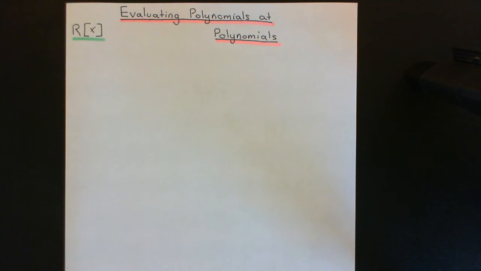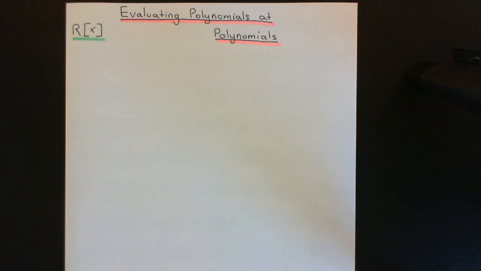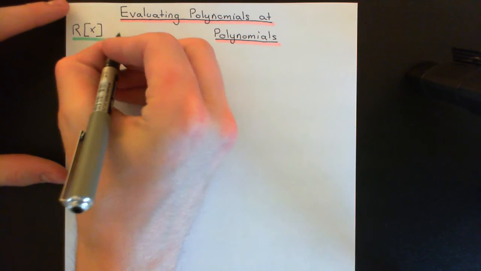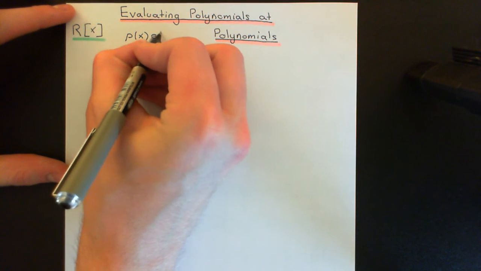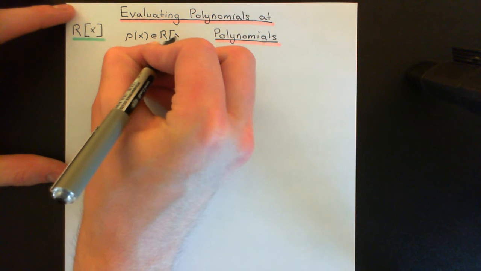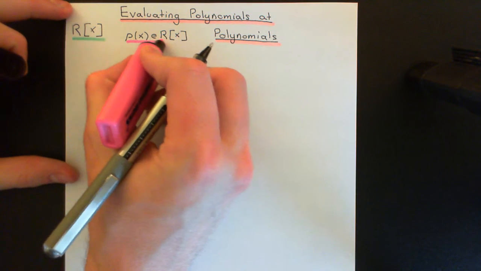Now what we're going to introduce, or define, is the evaluation homomorphism for this ring of polynomials over the commutative ring capital R, where we evaluate each polynomial at a polynomial. In order to define this, we need to have some polynomial that we're going to evaluate all other polynomials at. So you need to start off by picking some polynomial, which we'll call p of x, from the ring of polynomials over the ring capital R. So first of all, pick p of x.